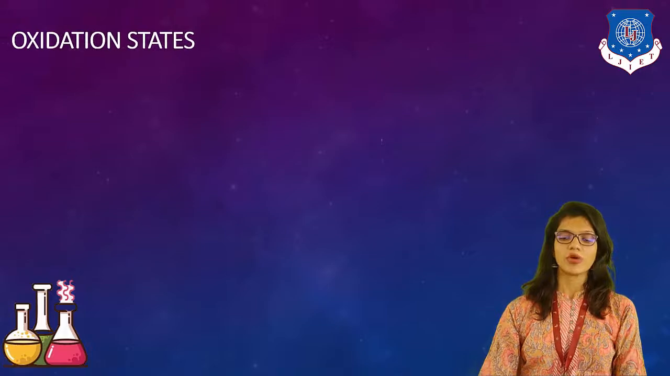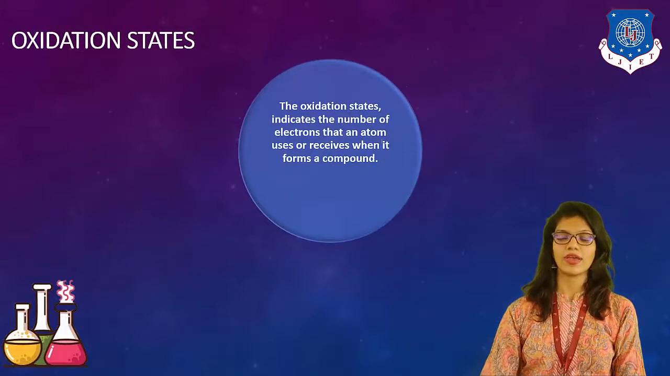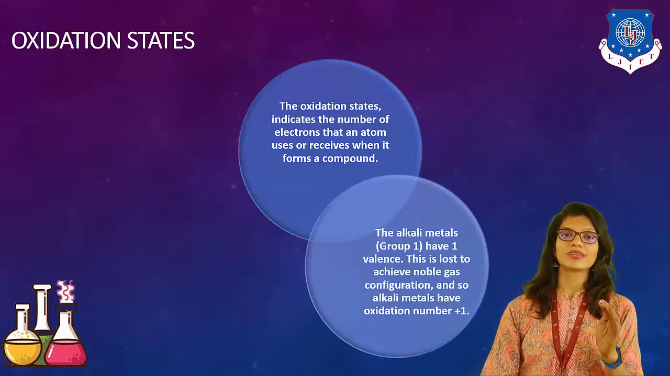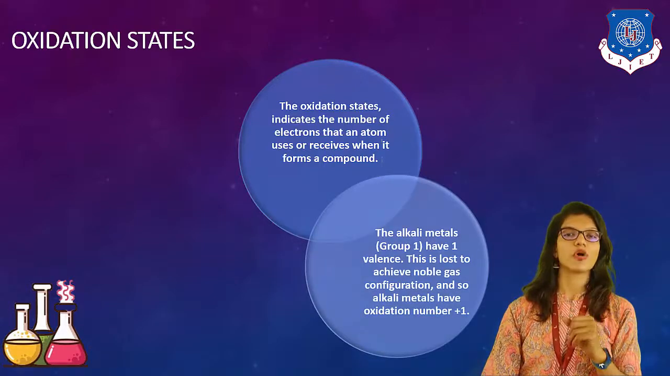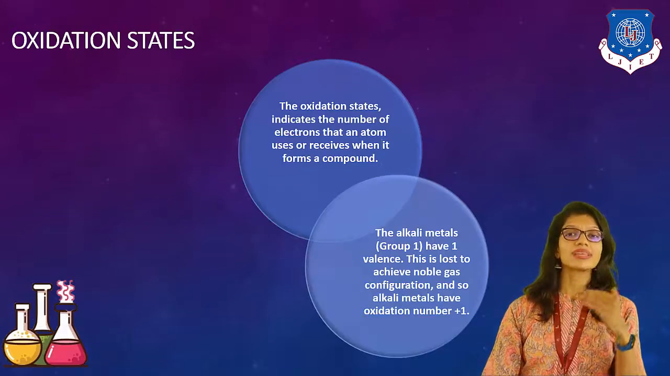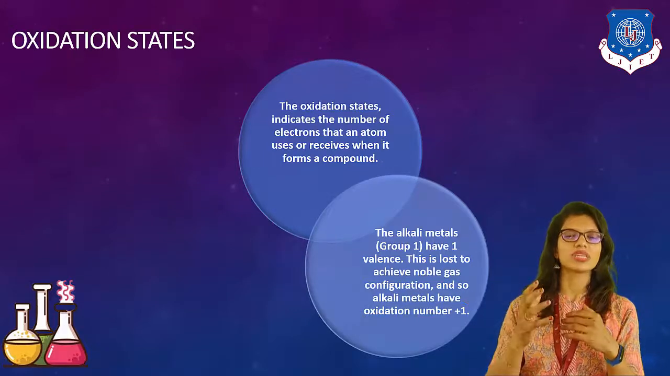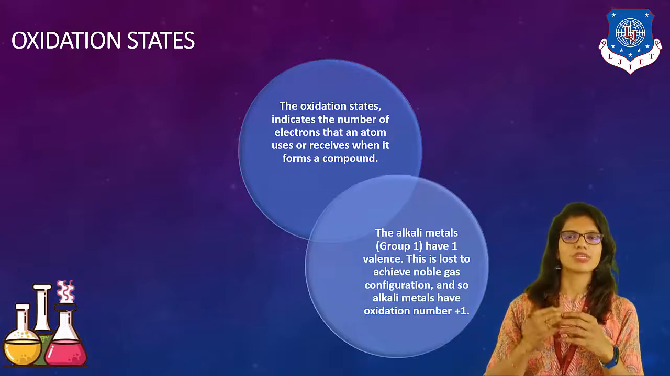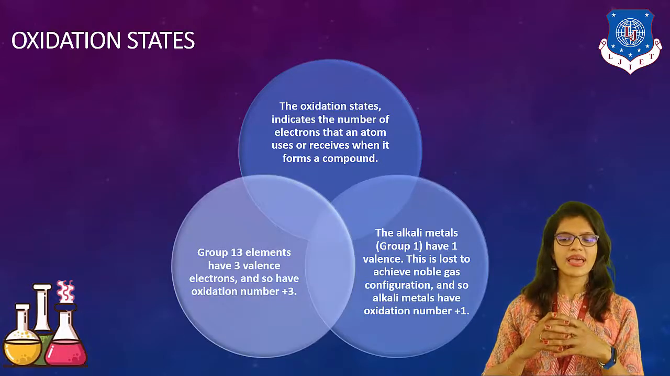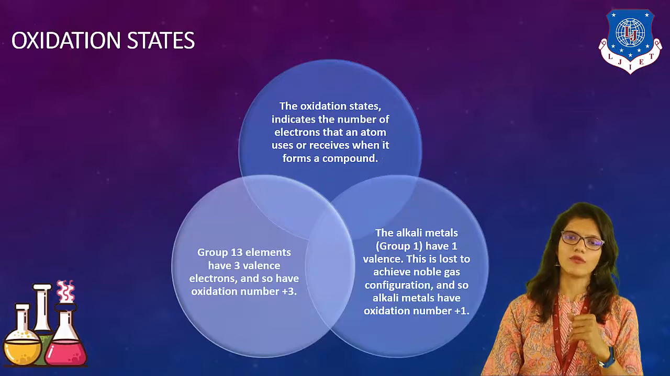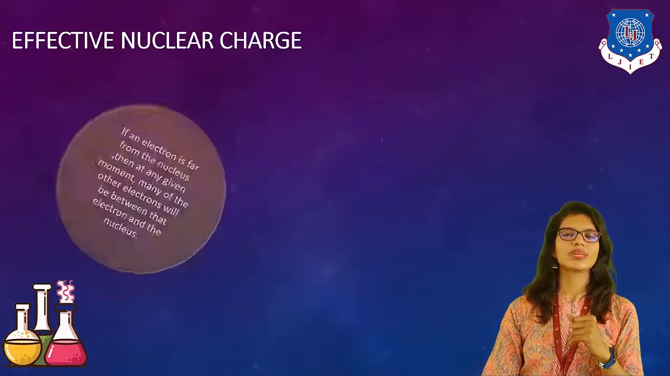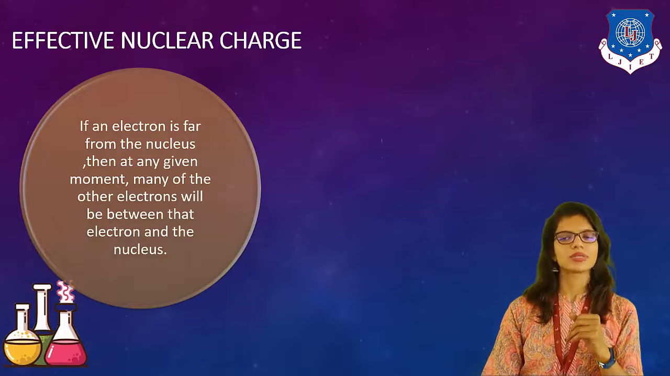Next is oxidation states. When we talk about any kind of oxidation state, at that time we have to understand that the oxidation states play a very important role. It indicates the number of electrons that an atom uses or receives when it forms a compound. How many electrons it can accept and how many electrons it can donate, both the things can be decided based upon the oxidation states. For example, group 1 has generally the valency of 1, as well as they have the oxidation number of +1. Likewise, we have group 13 which has generally the oxidation number +3.